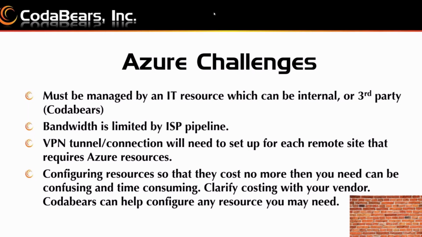Bandwidth is going to be limited to your ISP pipeline. So if you only have a 100 meg upload pipe from your ISP, you might want to consider upgrading that first before making the move to Azure, depending on the type of resources that you are putting up into the cloud. You want to make sure that you get the most out of your pipeline as possible so that the speeds are there and your users aren't slowed to a crawl when they're moving to Azure.